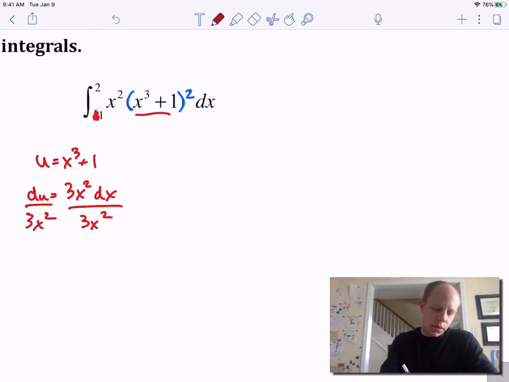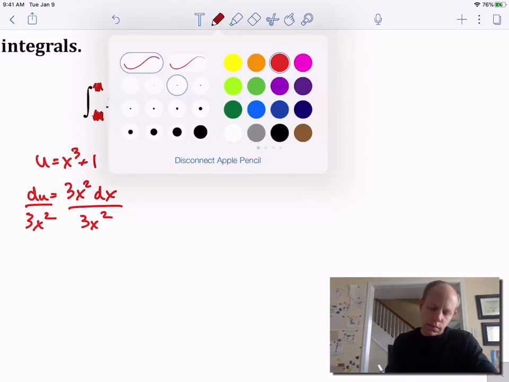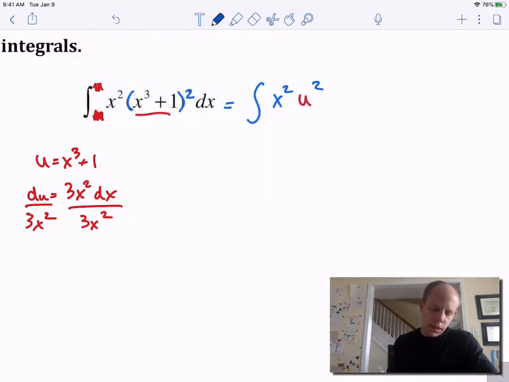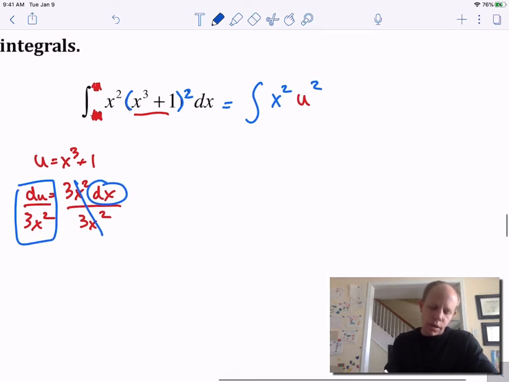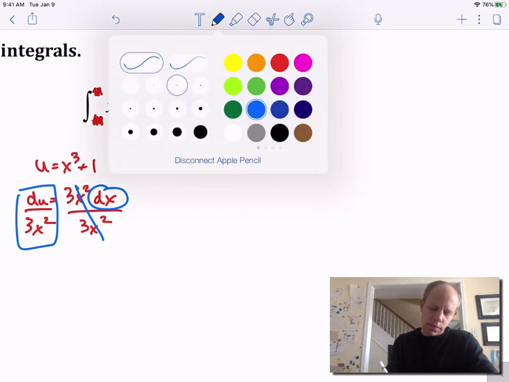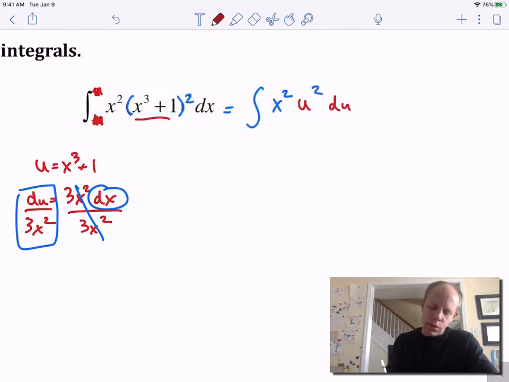Okay. Now we do want to just kind of get rid of that for now. We don't want to think about it yet. And so we're just going to substitute here. So we have the integral x squared. All right. This is going to become u squared, and then instead of dx, which is right here, we're going to write du over 3x squared. Okay, so that's going to be du over 3x squared.